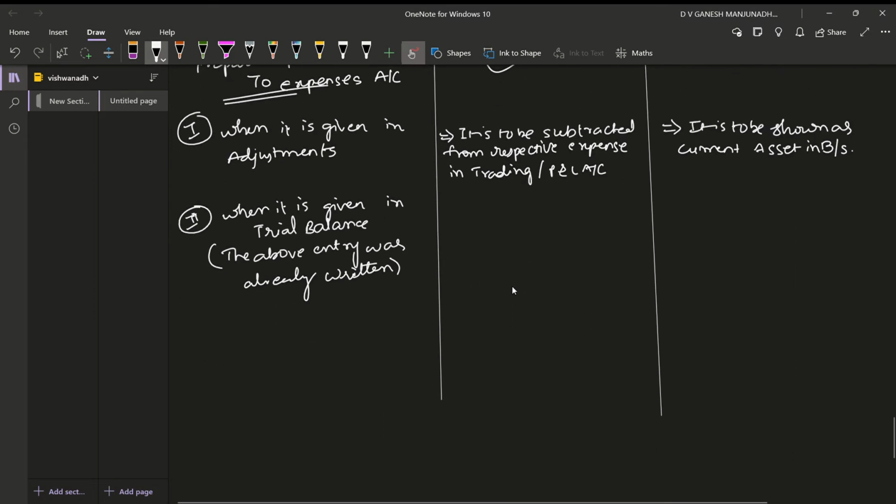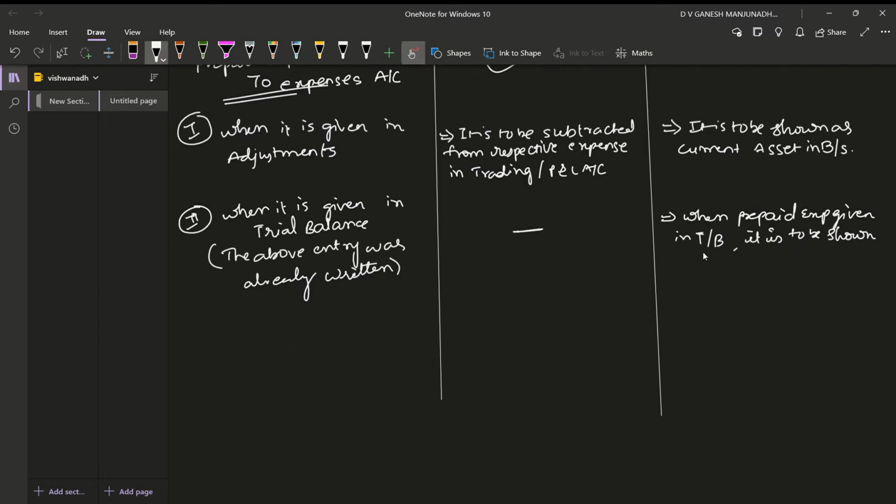Simple. So no effect would be there in the trading or P&L, but simply when prepaid expenditure is given in trial balance, it is to be shown as current asset in balance sheet.